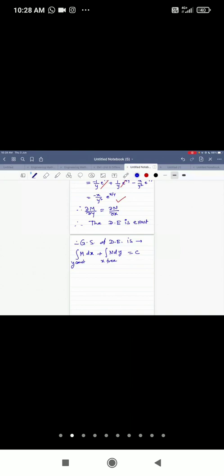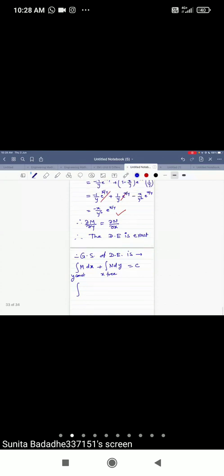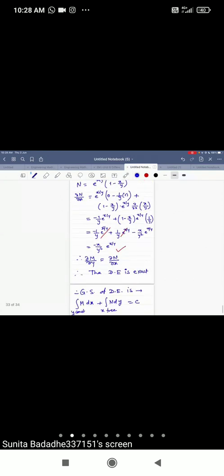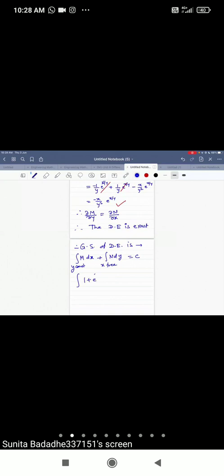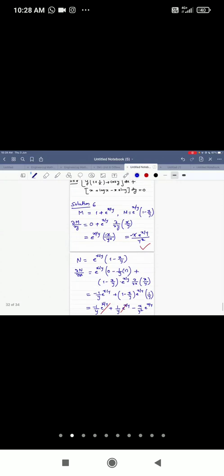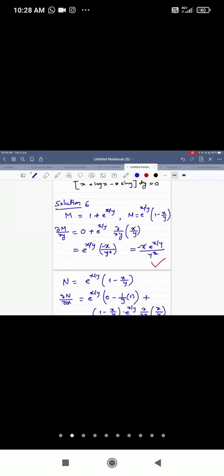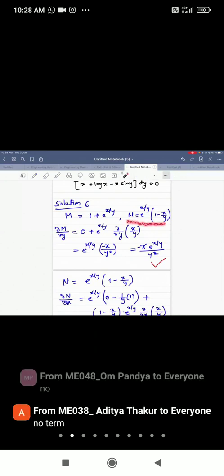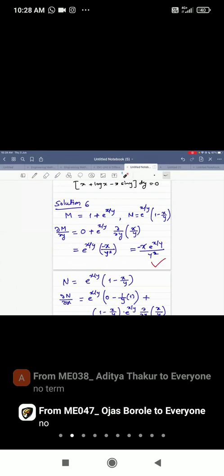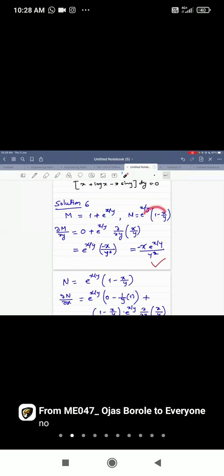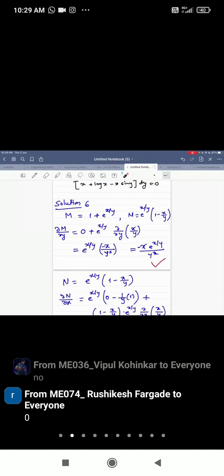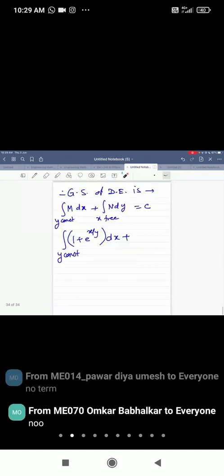Solve with me. Okay, now integration M dx. What is M value? M is nothing but 1 plus e raised to x by y, dx, and we have to treat y as a constant. Now, is there any term in N which does not contain x? Look at the N term. Reply in the chat box. There are two terms. This is the first term and this is the second term, and both the terms contain x. So there is no term, right? So we'll write plus 0 dy.